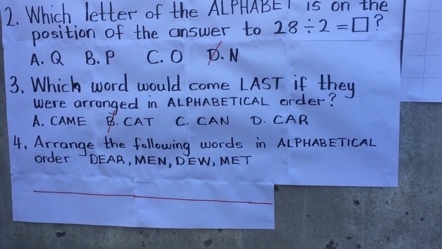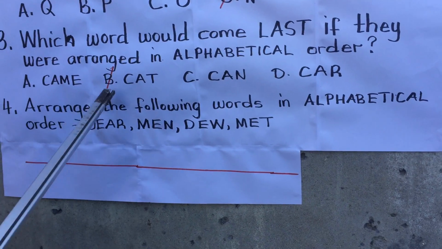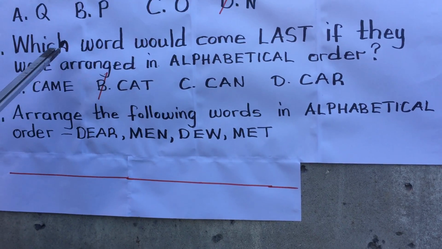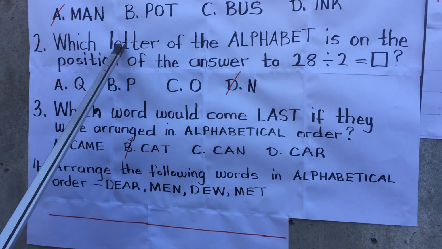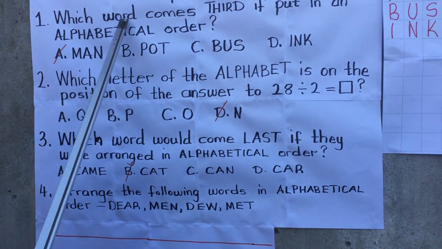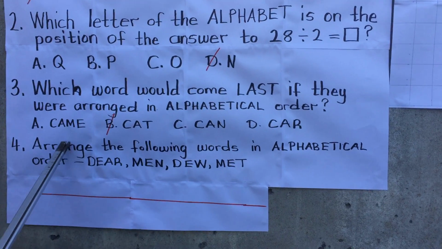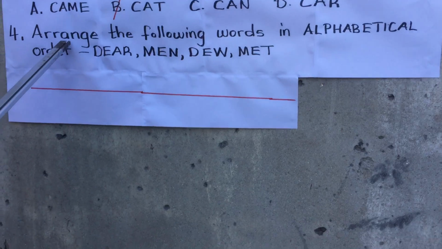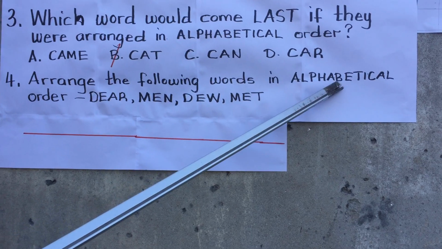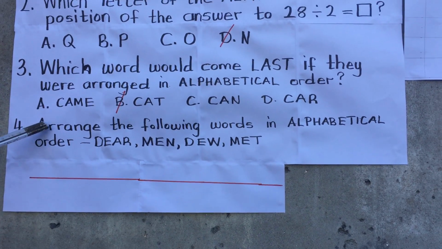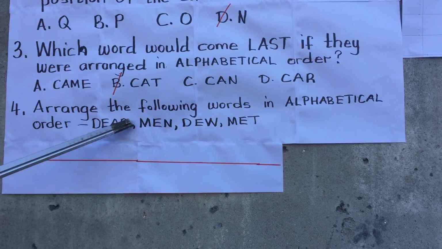Last one. Arrange the following words in alphabetical order. Now these words are very different. So you need to understand the question. So we are now arranging the words. Earlier on, we were talking about which word would come. Which word, not words, but word. Which letter. So meaning our answer is a letter, which word, which letter. Here is arrange. Put them in order. So you have to arrange the following words in alphabetical order. They are not in alphabetical order. So put them in alphabetical order.